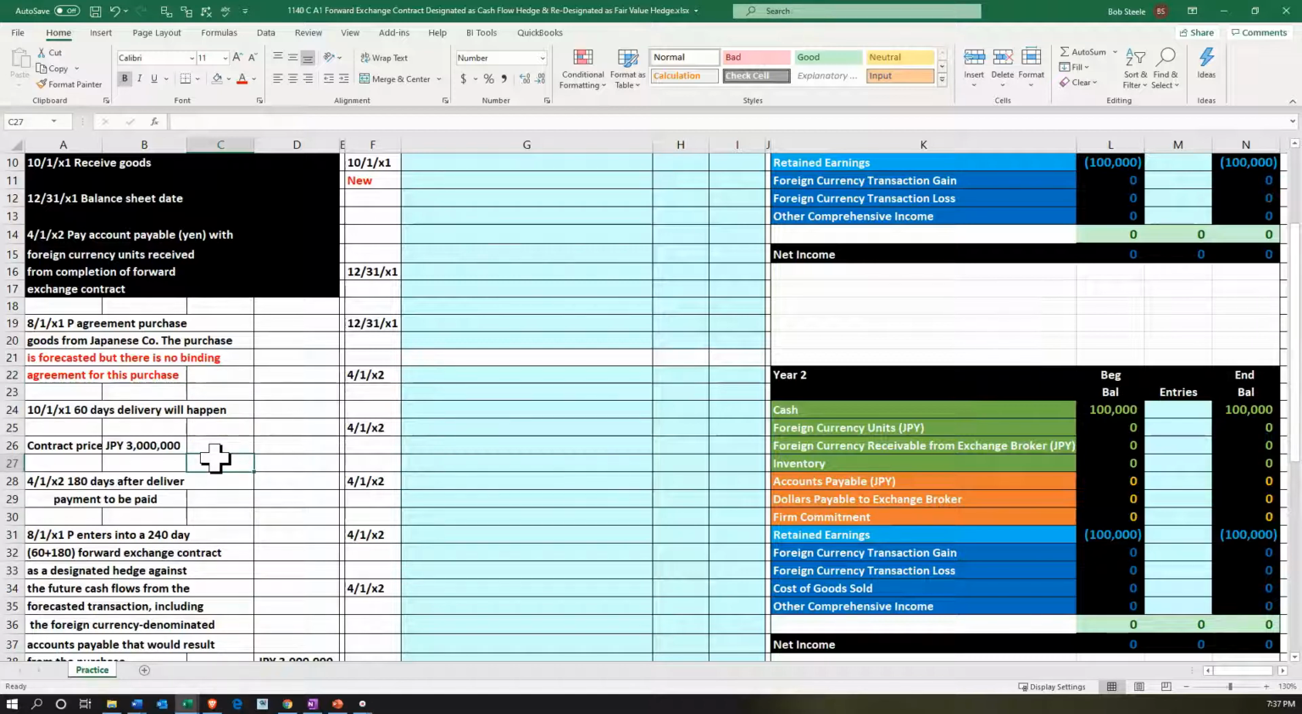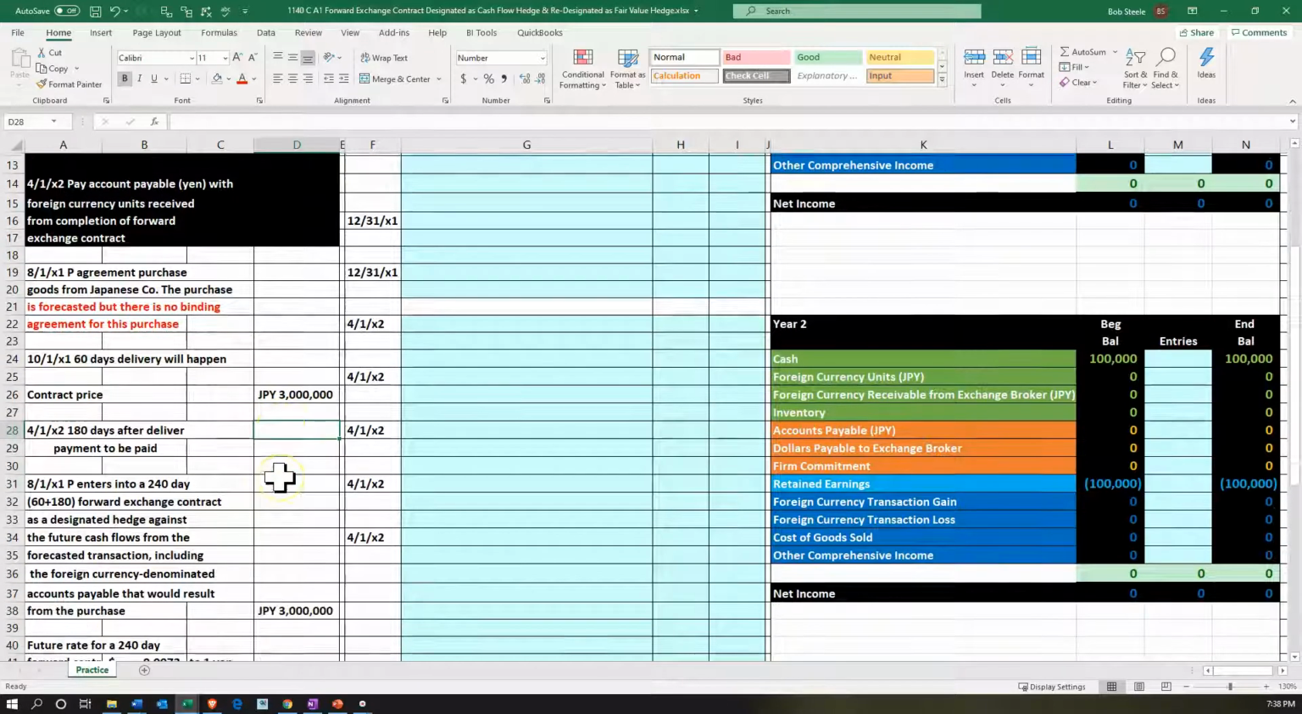Then on 10/1/X1, 60 days delivery will happen. So now we're going to have the delivery happen 60 days from that point on 10/1. So now we're going to record the inventory on account at that point in time because we haven't yet paid for it. We're going to pay for it in the future. We're going to pay for it with the 3 million yen. Let me move this over a little bit. So the contract price will be that 3 million yen that we're going to pay for at the end after the accounts payable is up, which is going to be on 4/1/X2, which is going to be 100 days after the delivery payment to be paid. So that's going to be the 3 million yen that we will pay.